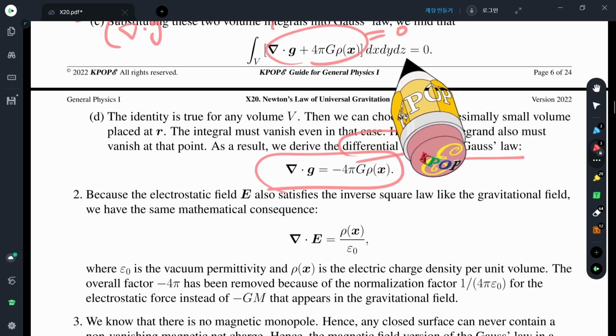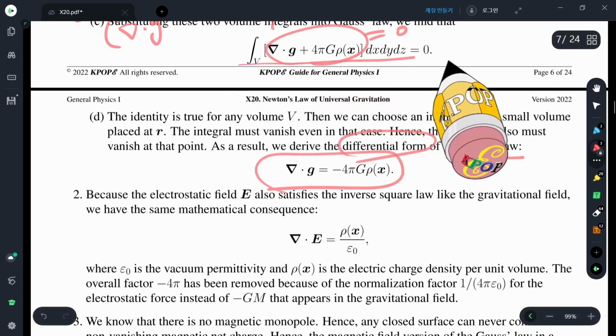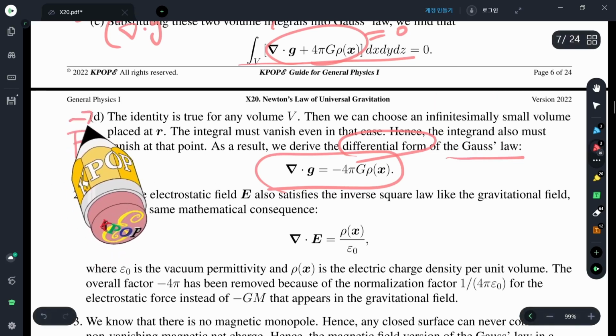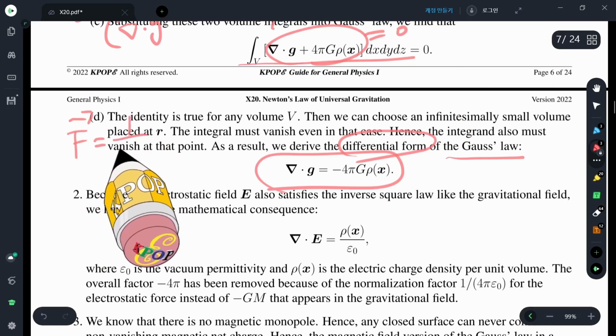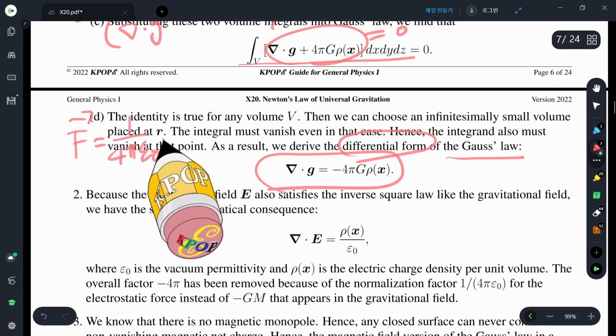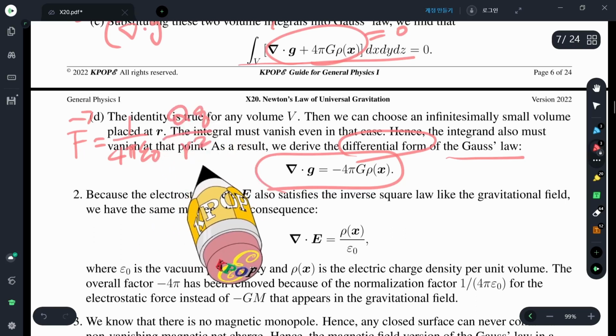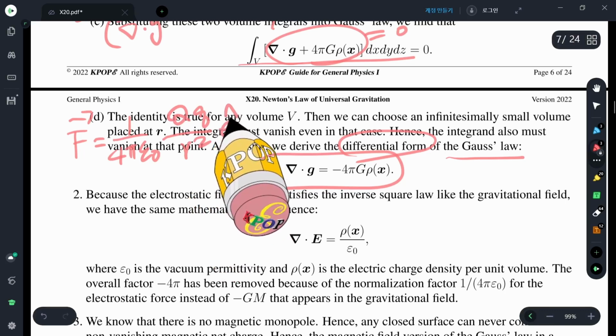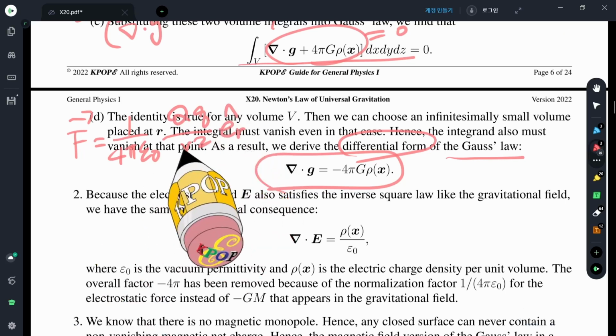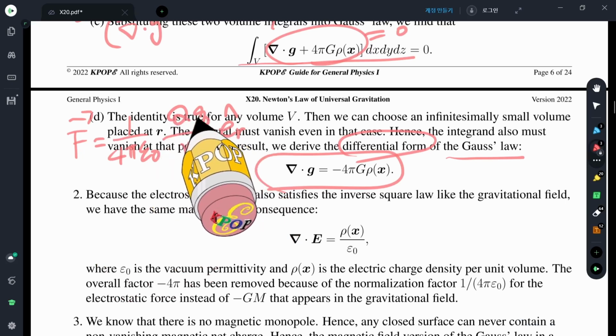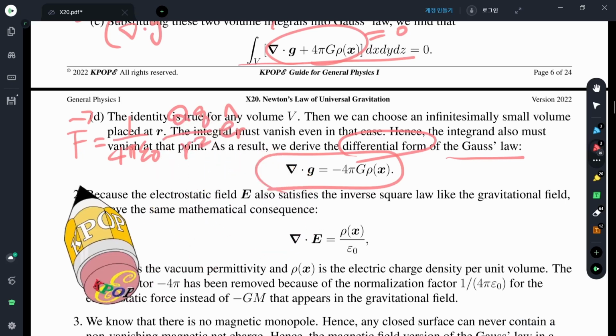Previously, we were using the integral form. So the differential form of the Gauss law is like that. And this is also true for the electrostatic case. Electrostatic force, according to Coulomb's law, is 1 over 4 pi epsilon 0 r squared q q, where these are electric charges, times the unit vector. That is, if the two charges are positive, it is a repulsive force.